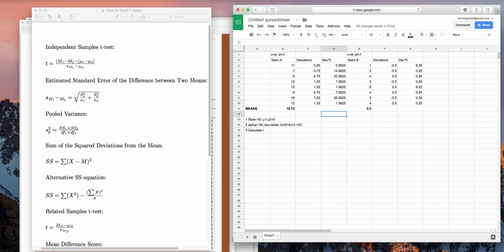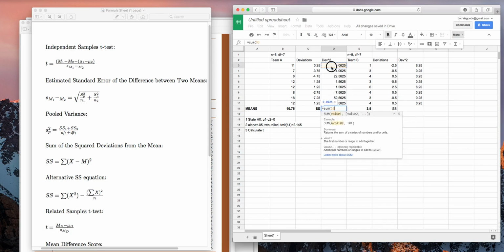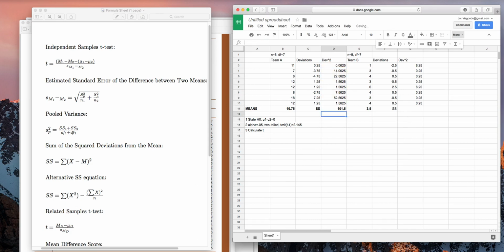All right, the next step is to sum those squared deviations. I'm actually gonna align that to the right. Same thing here. So we'll sum these squared deviations to get SS1. Let's label that properly, SS1. SS2 is the same thing, so we'll copy the sum and we'll paste it over there. So we've got SS1 and SS2, make that bold. We've got mean 1 and mean 2.